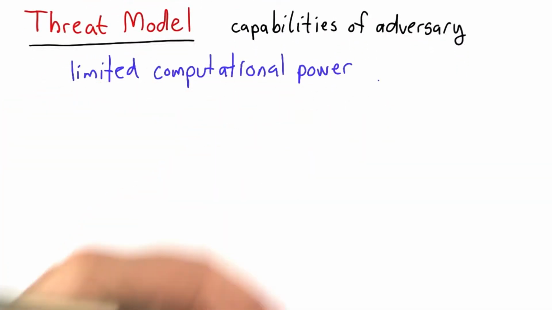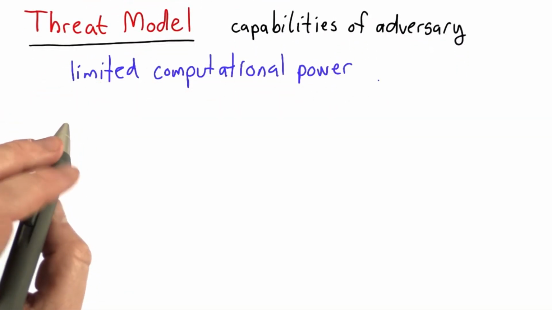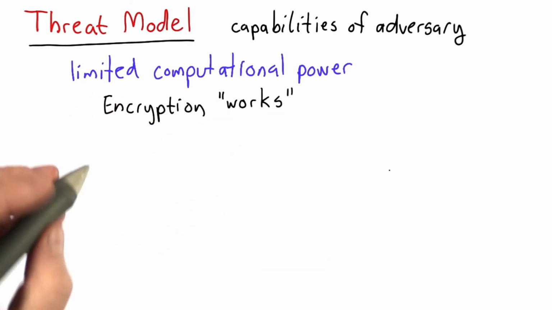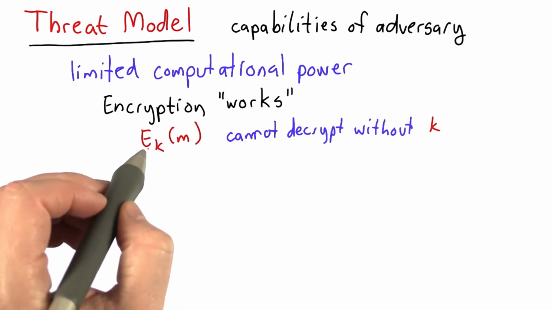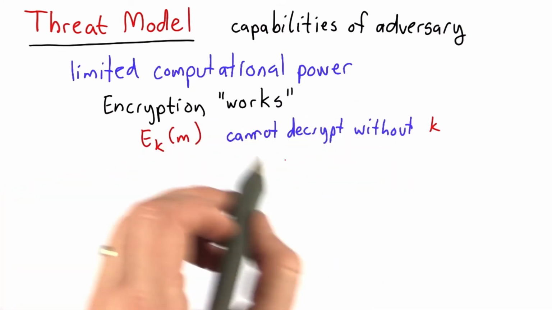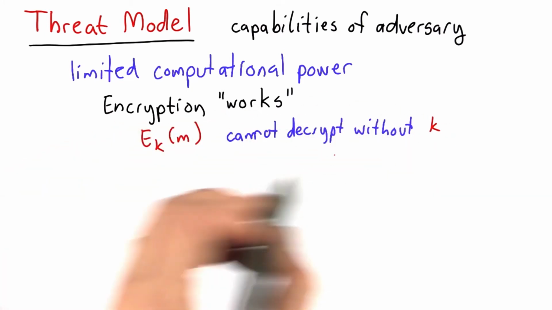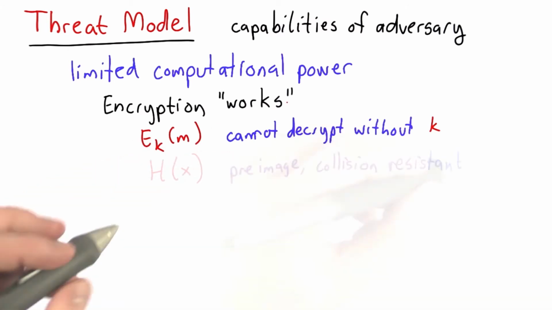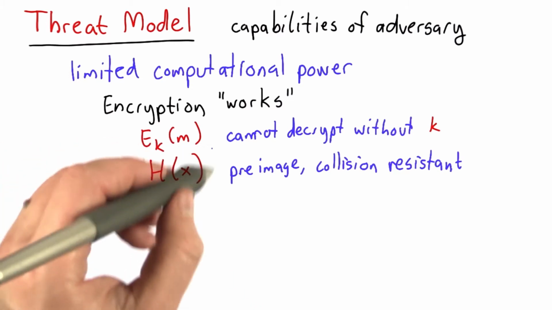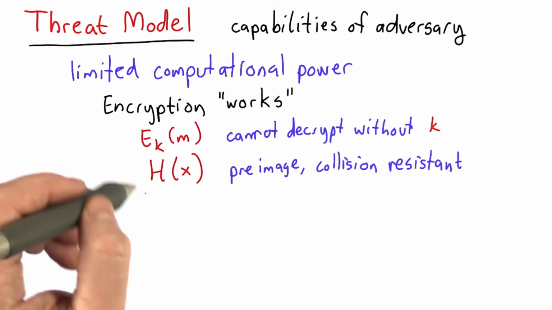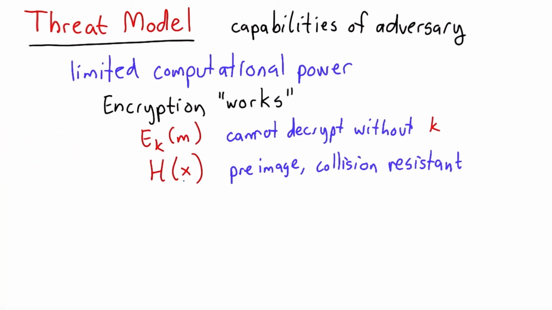So the first main assumption is that the adversary has limited computational power. And that generally means that we're assuming that our encryption primitives work. An attacker who intercepts a message encrypted with some key K is not able to decrypt it unless they know K or have some other advantage for decrypting that message. We also assume that hash functions have the properties they should, that it's pre-image resistant, so an adversary who has the hash of X cannot figure out what X was, and that they also have strong collision resistance, that an adversary can't find two values that hash to the same output.